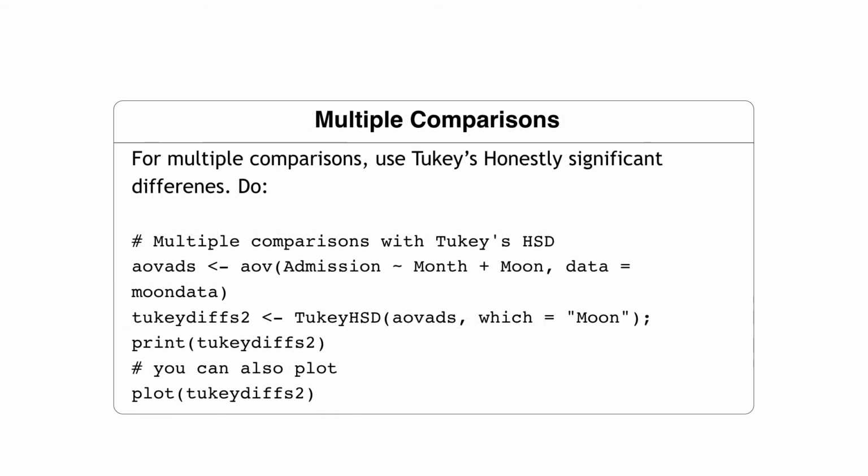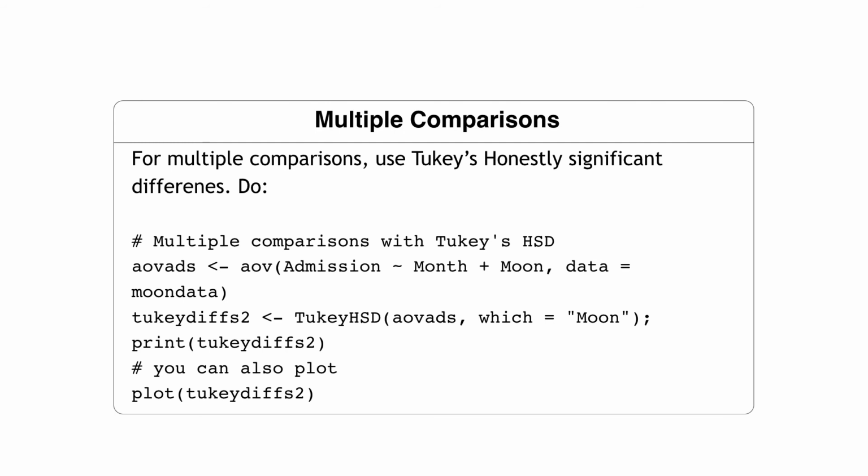So here we had conducted multiple comparisons using Tukey's honestly significant difference, and in order to run Tukey's honestly significant difference, we'll first have to run the AOV, the analysis of variance. And here you can see that we run the analysis of variance on admissions, month plus moon. We could also run it on the log of admissions for month and moon, but we just decided to run this on admissions month plus moon.